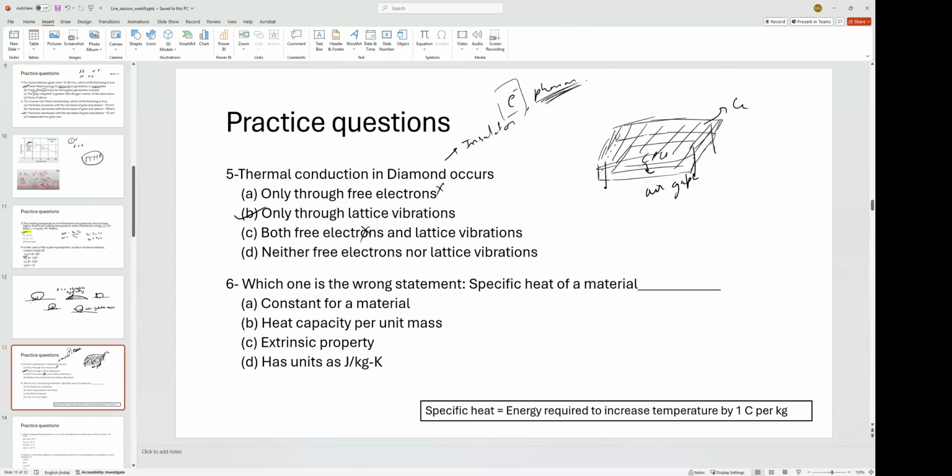Which one is the wrong statement? Specific heat of a material.